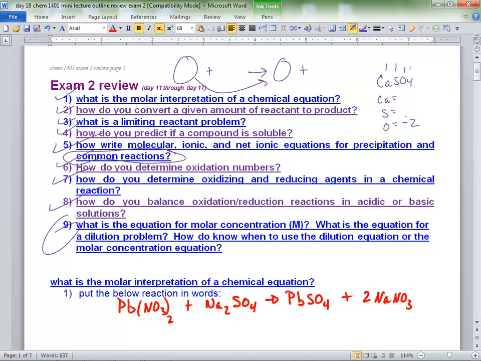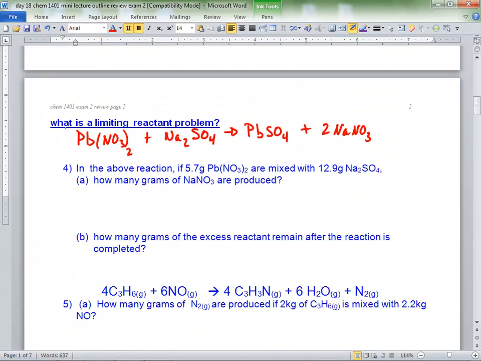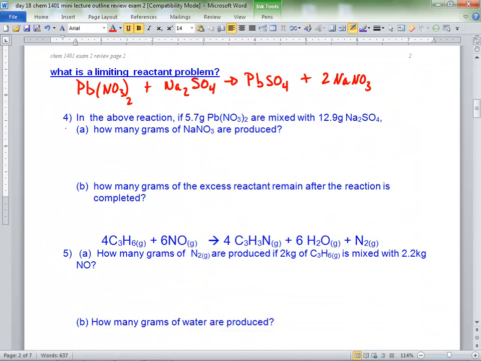Monica, what area? Let's just jump to where the other class said. They had questions on limiting reactant. That's been a while. Right here. Let's try this number 4.